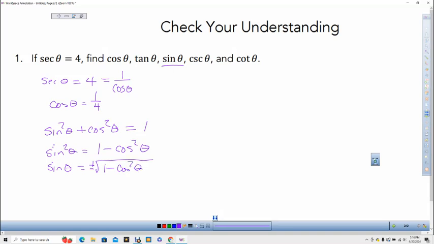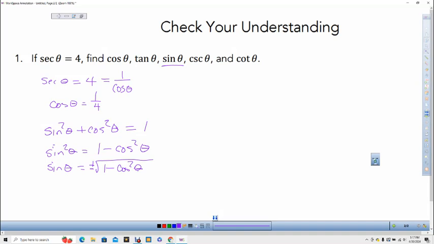Cosine squared theta. Now, guys, when you take the square root of this, please don't take the square root of 1 and the square root of cosine squared. You have to put this together and get that value before you can take the square root. Don't take the square root of the 1 and the square root of the cosine squared. That does not work. All right, so sine theta is going to be what?